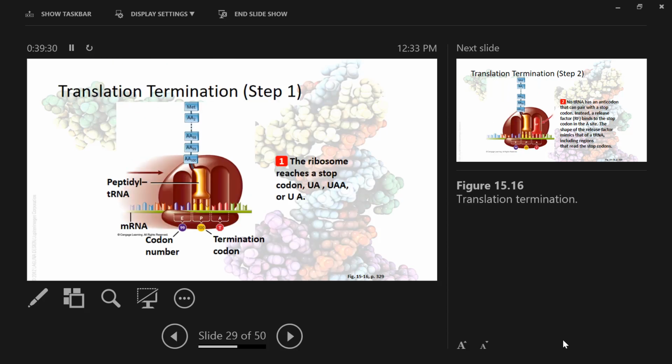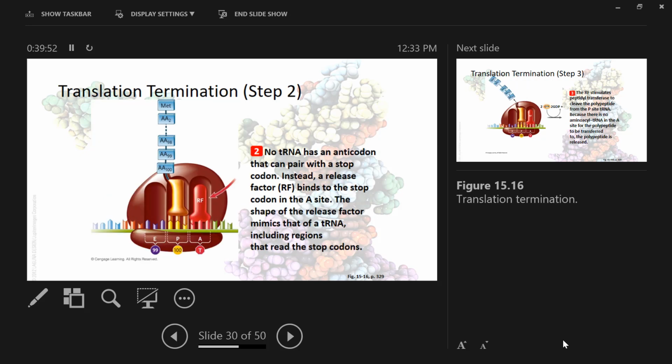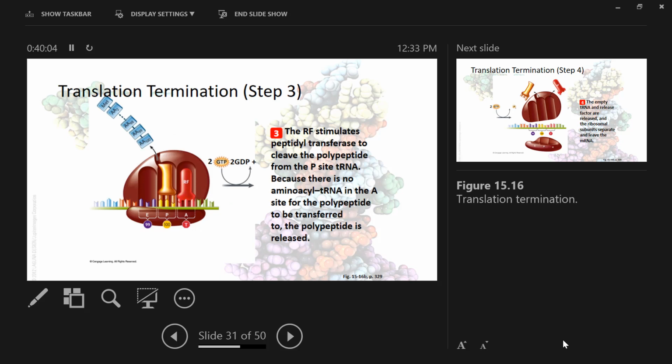And so translation termination, again, now this one does have distinct steps. Ribosome reaches a stop codon. That should say UAG, UAA, or UGA. I don't know why the G's disappeared from here. And so the ribosome reaches a stop codon. There's no tRNA for that, so a release factor binds instead. And then when this ribosome goes to move, and at the same time that it would move, it would transfer this polypeptide. There's no amino acid there to transfer the polypeptide to. So the polypeptide gets released, and the whole process falls apart.